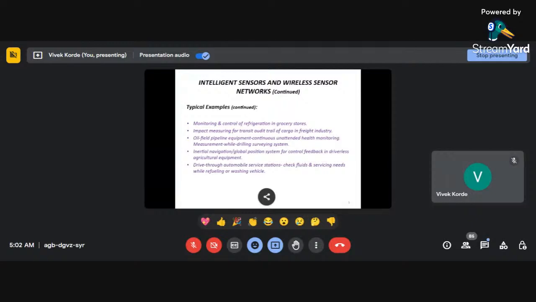Also, these sensors are used in oil field pipeline equipment, continuous unattended health monitoring, measurement while drilling, surveying systems. Also, inertial navigation and global positioning system for control feedback in driverless agricultural equipment are involved. Also, these sensors are involved in drive-through automobile service stations, to check fluids and servicing needs while refueling or washing vehicles. So, in all fields, these smart sensors or wireless sensors are involved.